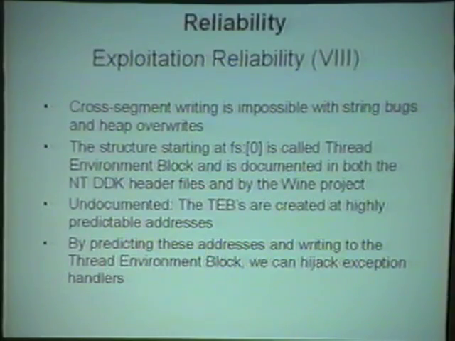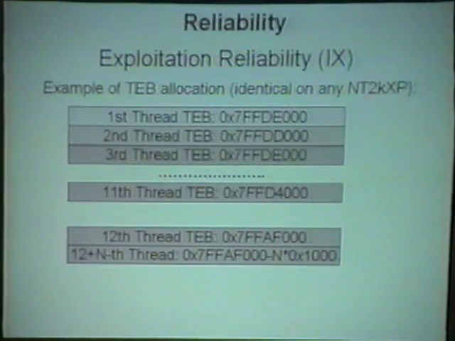And I wrote a small test program to show how TEBs are actually allocated. The results are that the first thread always is at 7ffde000, the first TEB for the first thread. And then the second thread is one page below, and so on, up until the 11th thread, and that is at 7ffd4000. And the 12th thread starts at 7ffaf000, the 12th TEB. And from then on, it goes on to infinity. I quit testing this at more than 500 threads and it just goes sequentially down from there.